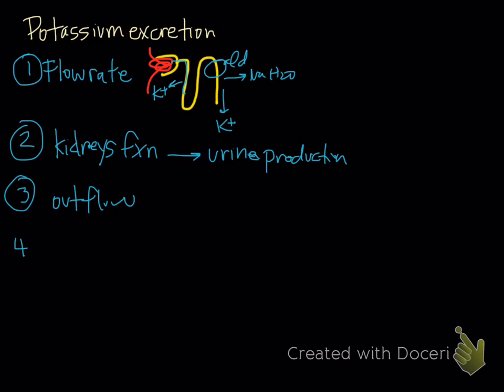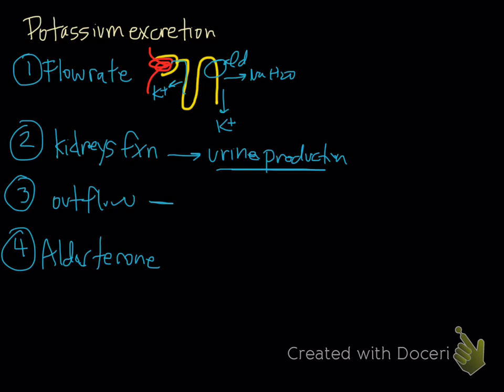And then the last thing is aldosterone. So all of these things determine potassium getting excreted out of the body. What's the flow rate? How are your kidneys functioning and how much urine are you making? Is the outflow patent, or do you have a urinary bladder rupture? And how much aldosterone is being secreted?